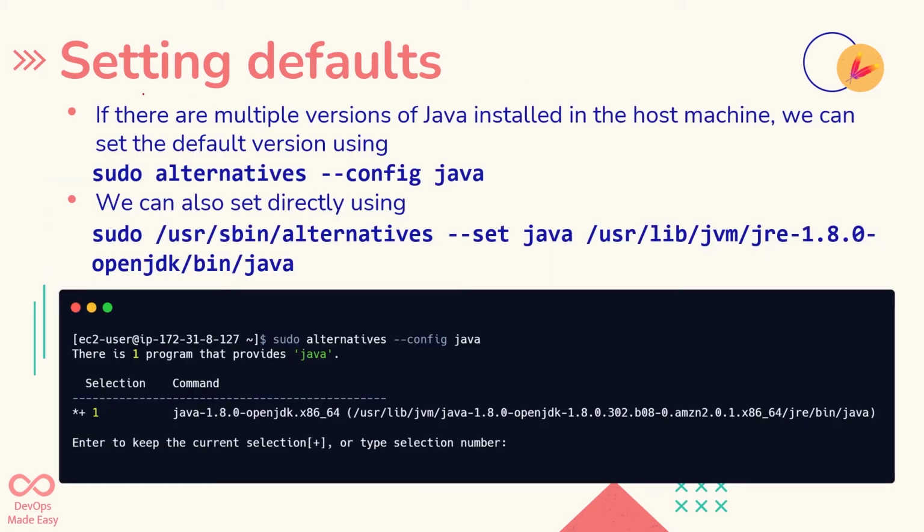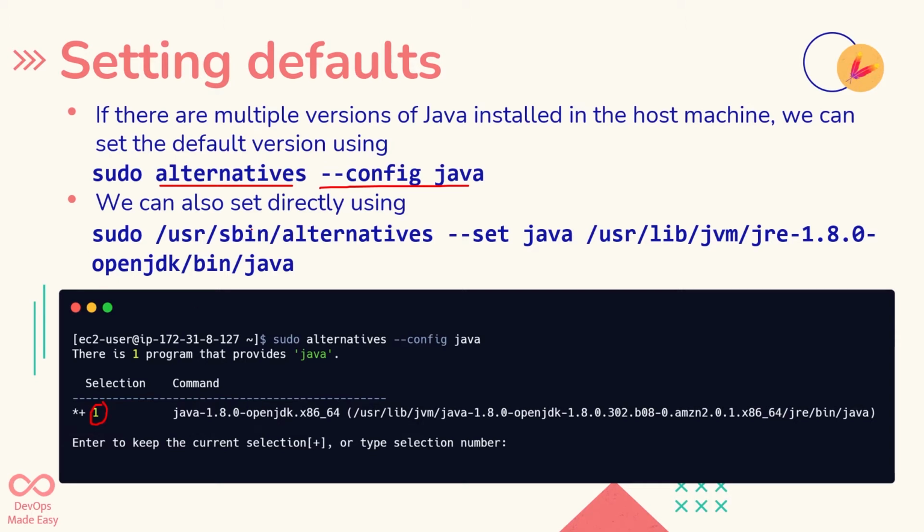This is actually useful once you have multiple versions of JDK installed on the host machine. Let's say you have installed Java 8 and Java 11, but you want to set only one of them as the default. In that case, you can set the default by using the alternatives utility. By running alternatives --config java, you will get a list of all the Java versions installed in your Linux machine. In my case, I only have Java 8. If you have Java 11, it will also be shown here. Then you can select the particular number to set it as the default.